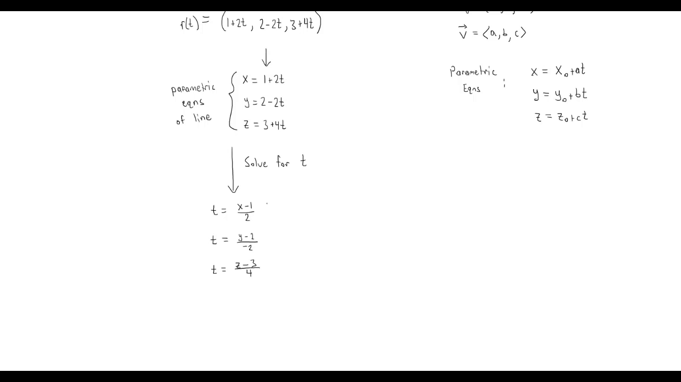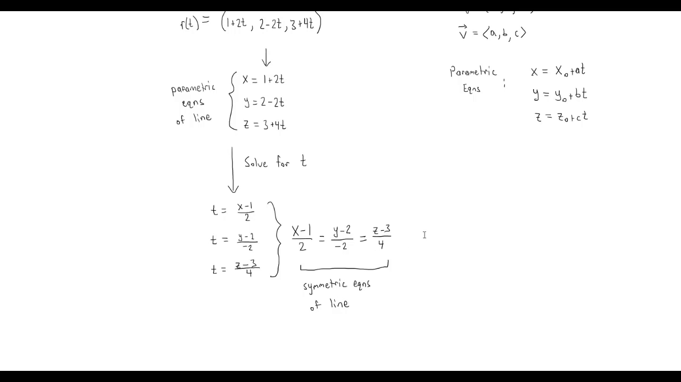Now, because these 3 equations are all equal to t, that means that they are all equal to each other. So you can write it as x minus 1 over 2 equals y minus 2 over negative 2, which is also equal to z minus 3 over 4. So this set of equations is referred to as the symmetric equations of the line, okay?